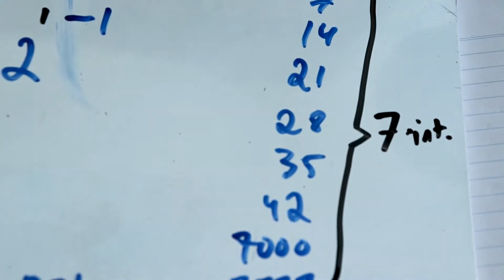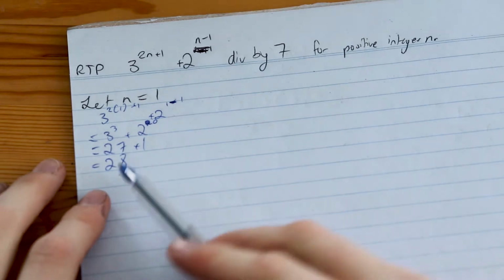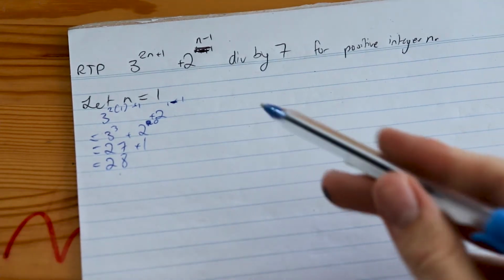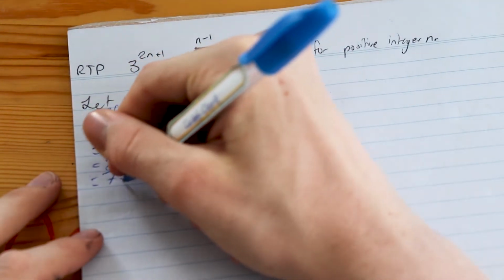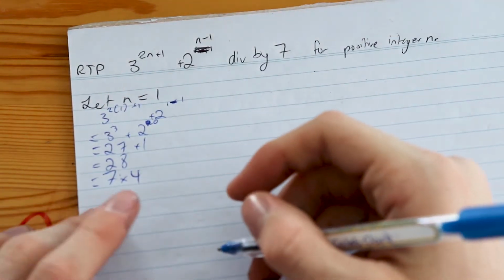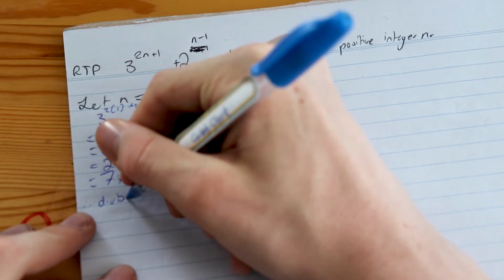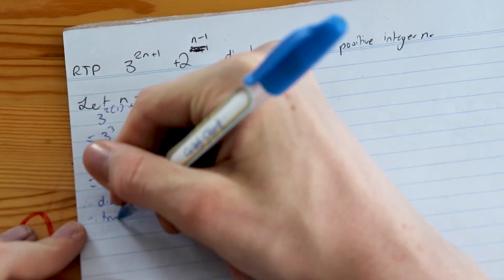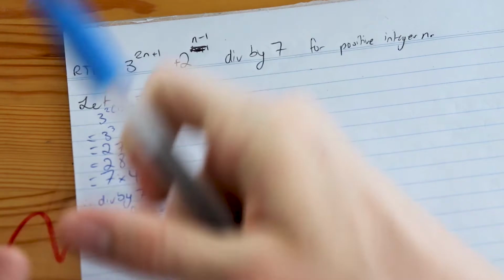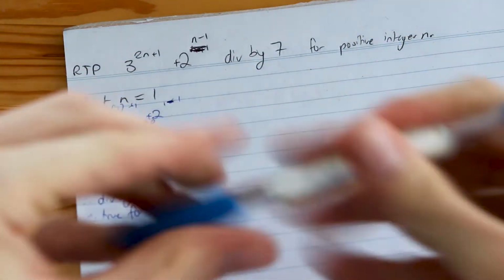We actually looked at this before. This is one of the examples that we chose. It's 28. That's a multiple of 7. Is this 7 times an integer? You bet it is. This is 7 times 4. Therefore, divisible by 7. Therefore, true for n equal to 1. Okay, our statement's true for the base case.